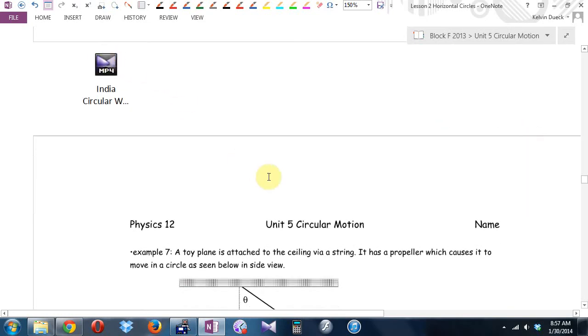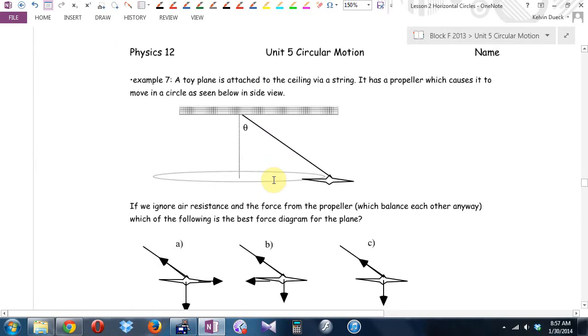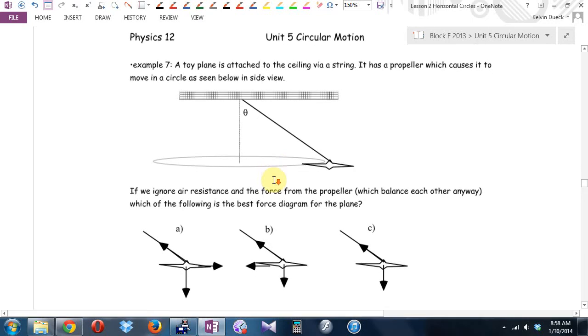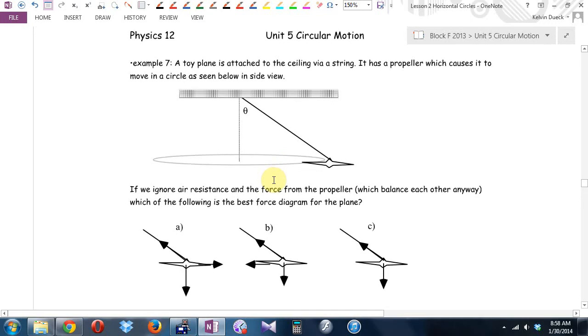We already saw the circular wall ride. Another example is something called a little toy plane. You've seen these often in dollar stores, in malls, in the entrance. A toy plane is attached to the ceiling via string. It has a propeller which causes it to move in a circle as seen below in side view. If we ignore air resistance and the force from the propeller, so in real life, let's say it's coming towards us, the propeller is pulling it towards us, but air resistance is slowing it down, which is why it's going in a constant speed in a circle. So if we ignore those two forces, which cancel each other out, what's the best free body diagram for the plane? A, B, or C?